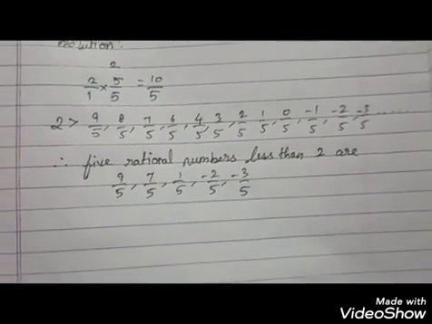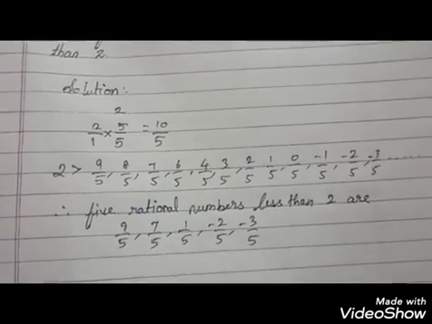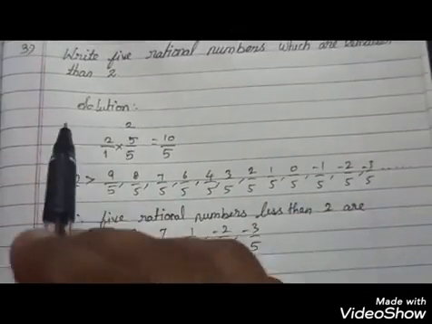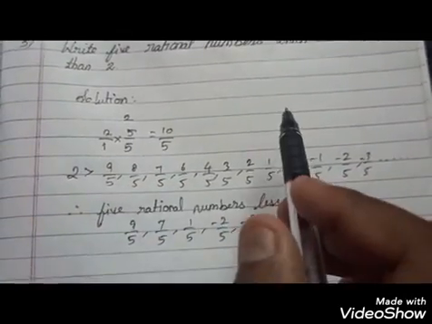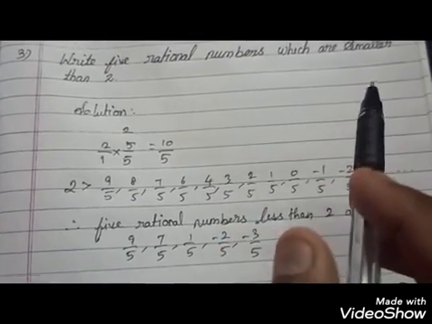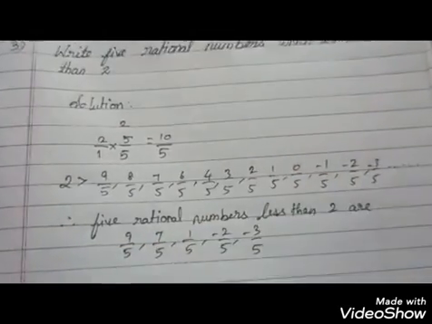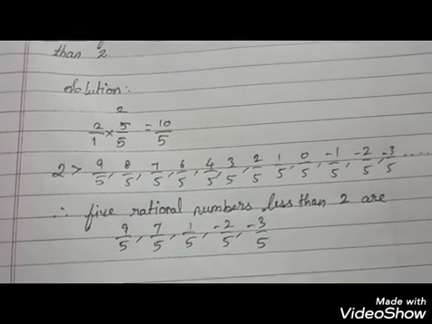Okay, in the same way I give the sums to you students. You should take 5 rational numbers that are greater than minus 2. I will attach the homework sums to you.